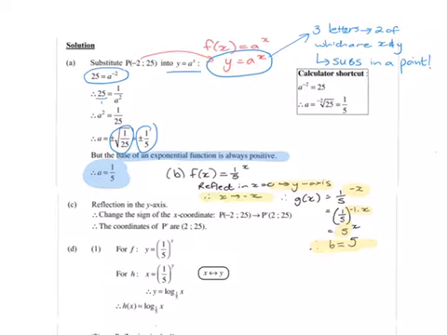They're reflected in the y-axis. It's been folded over the y-axis. Please just look at the mark allocations. If it's for 1 mark, you can go straight to the answer. If it's for 2, 3, 4 marks, we need to see more work.